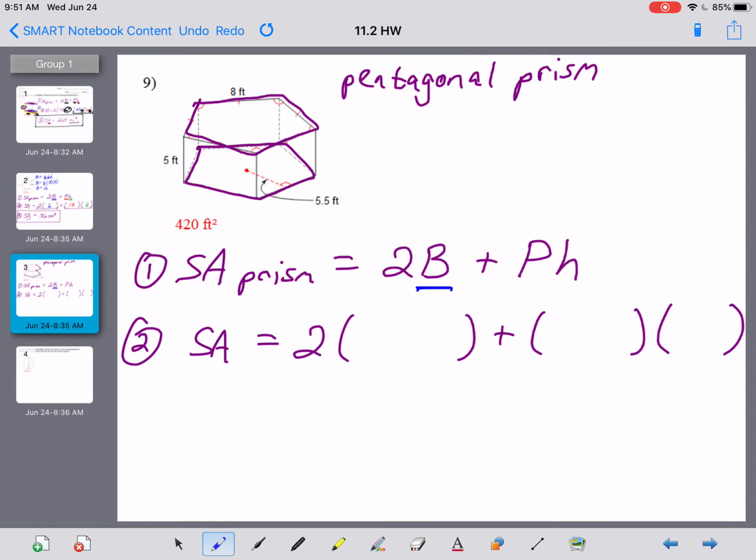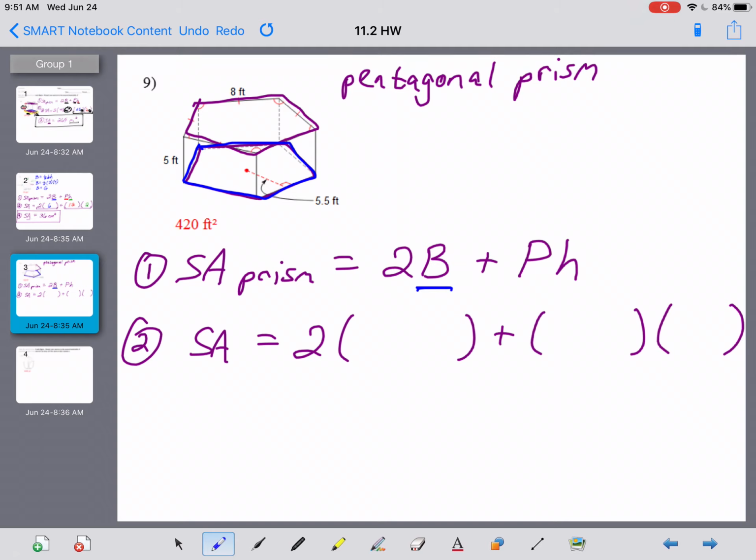And for us right here, the base, we can go ahead and think about this one on the bottom here as being our base here. That is what we're dealing with. It's a pentagon. And the only pentagons we know how to find the area of so far are regular pentagons. We did this in sections 10.3, and we did them really pentagons in 10.5.